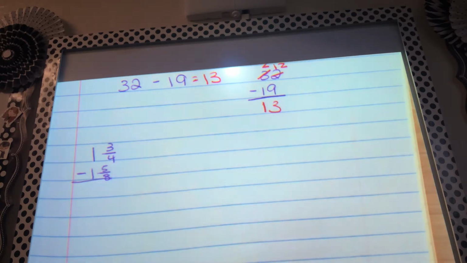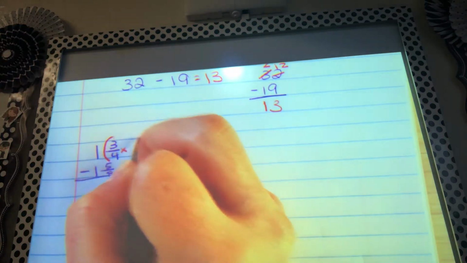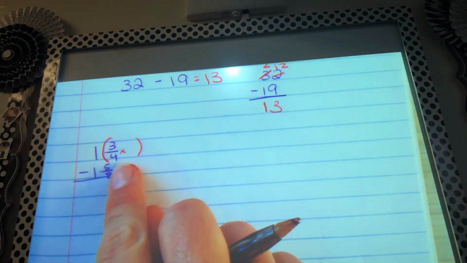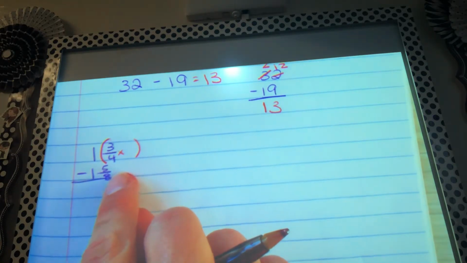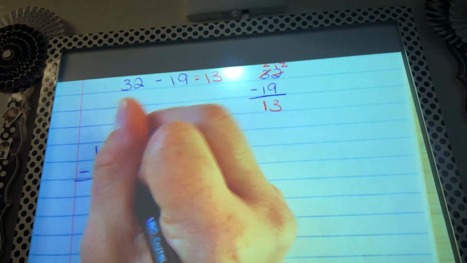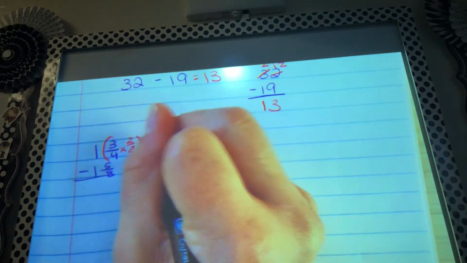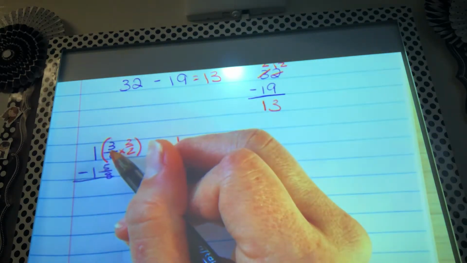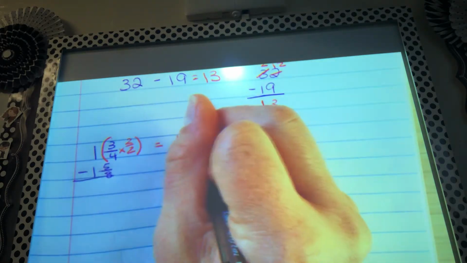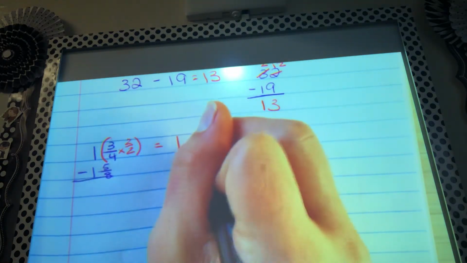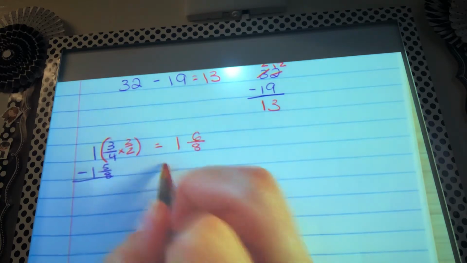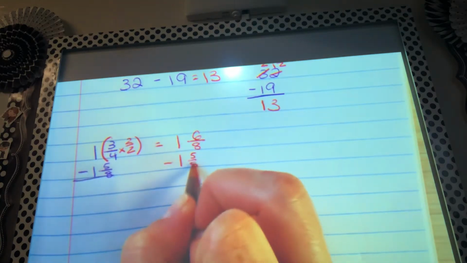So I know that 8 would be my least common denominator, and that means I only need to find an equivalent fraction of 3/4 because these are already in 8s. This value is already in 8s. So 2/2 would give me an equivalent fraction of 3/4 in 8ths. 3 times 2 is 6, and 4 times 2 is 8. So now I have 8s, and I can take away my 5/8.